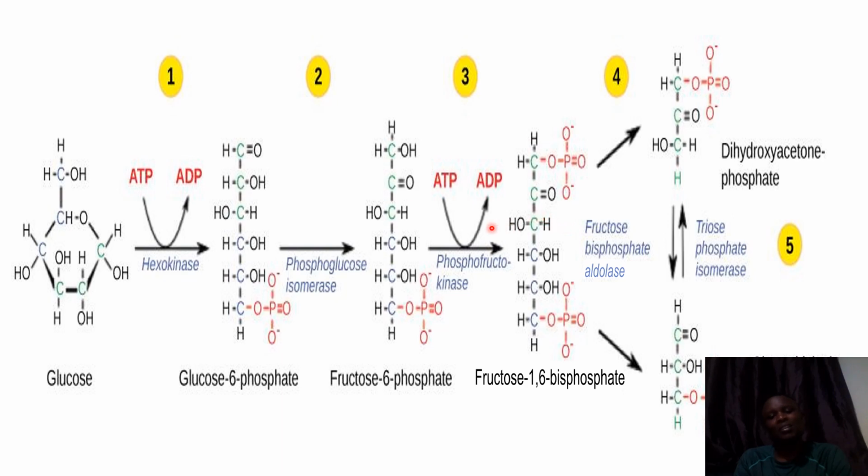Again, in step 3, there is phosphorylation, which happens at carbon number 1, now making it fructose 1,6-bisphosphate. The following stage is the splitting stage, where we will have 2 molecules produced from fructose 1,6-bisphosphate by the use of fructose 1,6-bisphosphate aldolase.